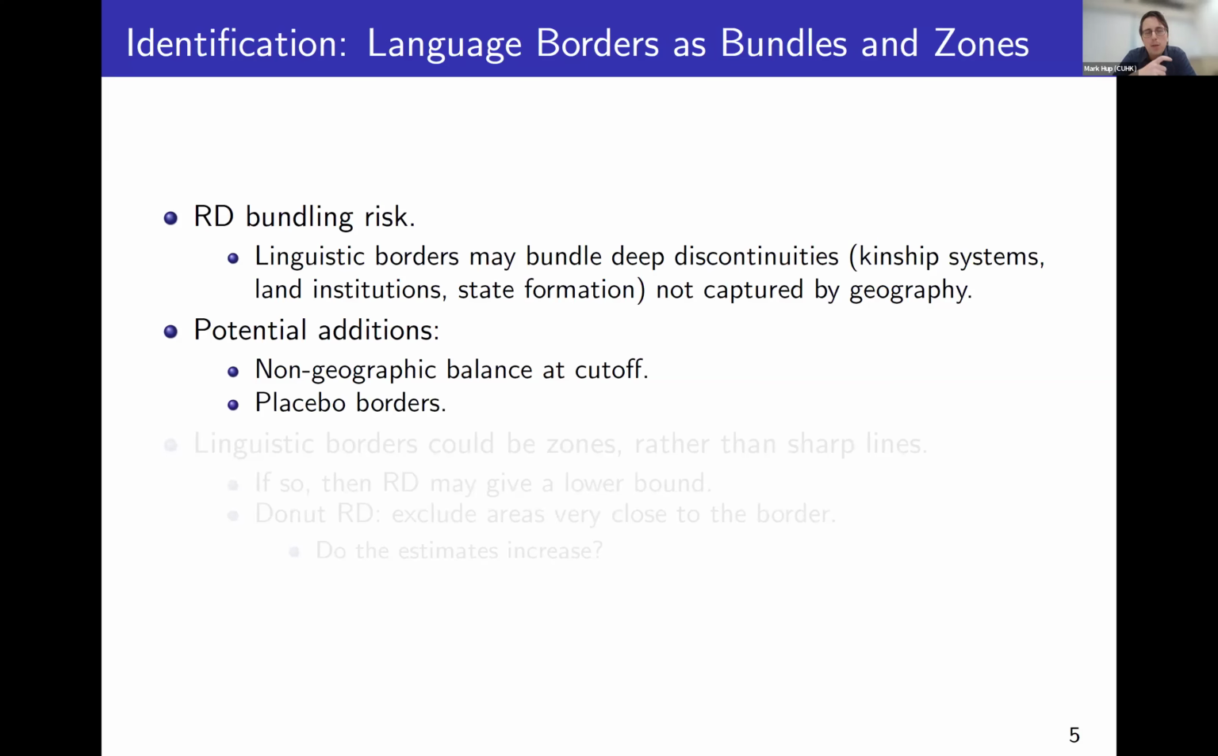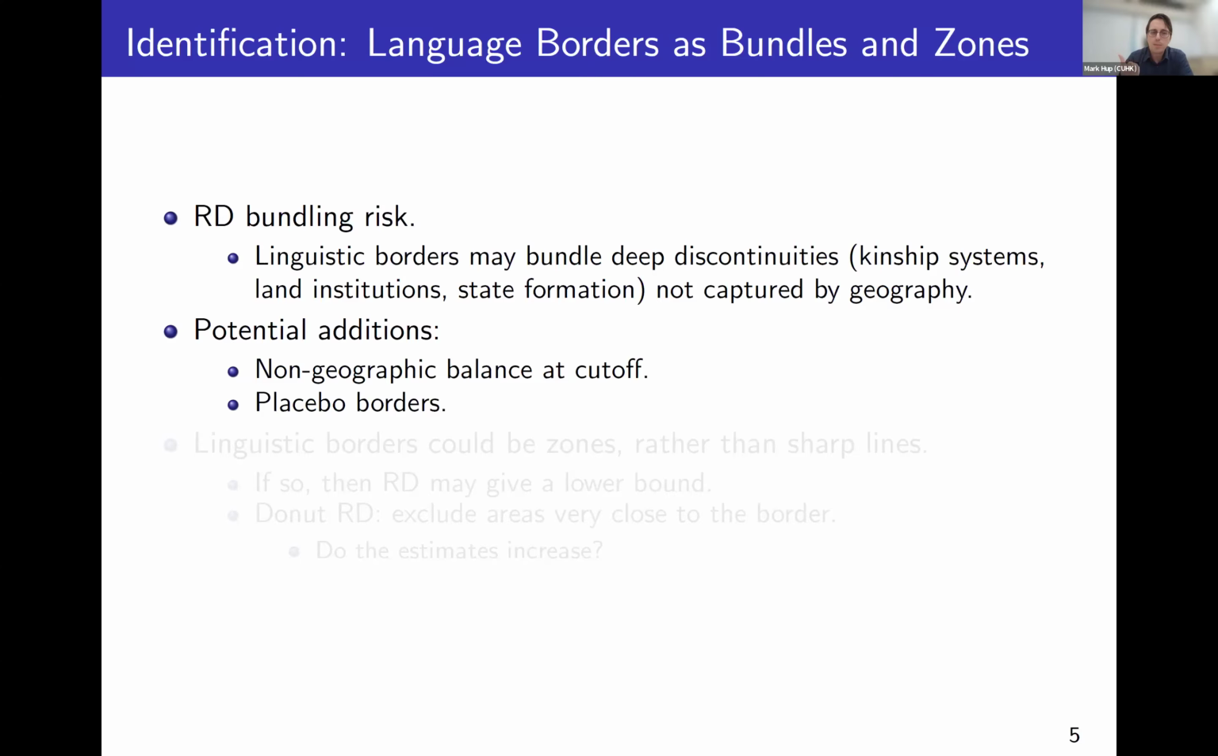So we can think perhaps about these language borders as potential bundles and zones. There is this bundling risk with the regression discontinuity, that next to the language changing, perhaps there are other deep discontinuities that are bundled at the border. Maybe kinship systems change or land institutions change, for example, and they may not be fully captured by geography. So the authors use a wide range of geographic controls, and they also check for balance, but it may be helpful to also look for a non-geographic balance at the cutoff.